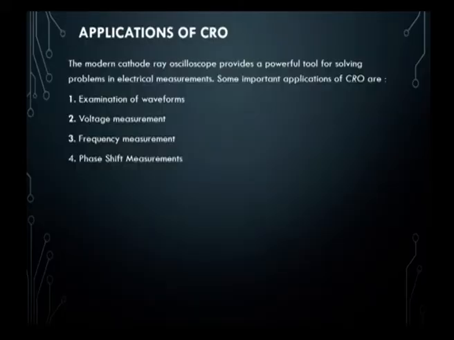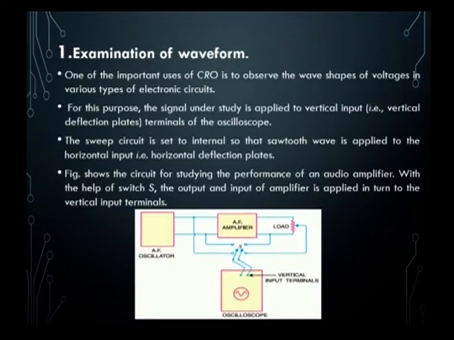Next we move on to applications. In the application part we are going to study the examination of waveforms, voltage measurement, frequency measurement and phase shift measurement. If we are going to examine any waveform, we need to connect the oscilloscope accordingly. Suppose we are studying an audio amplifier: if the input of the audio amplifier has to be studied, the probe has to be connected to the input so that we can observe the input signal, and similarly for the output signal, the probe is connected on the output side of the audio amplifier.